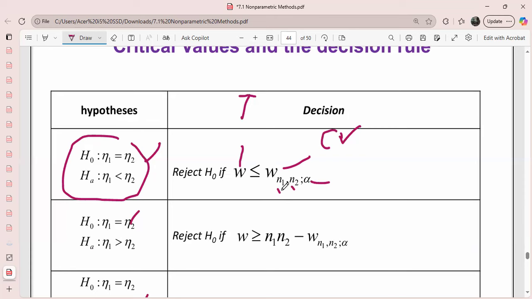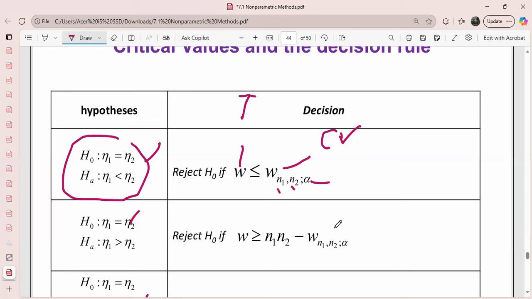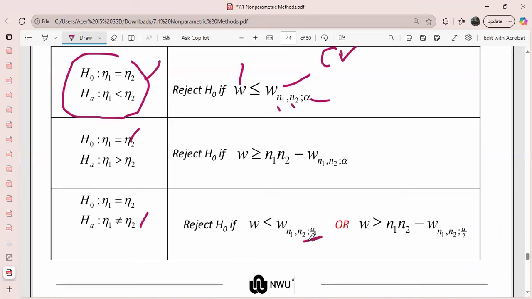Remember, N1 is the sample size for population A, and N2 is the sample size for population B. On A, it was 7, on B, it was 8. And then you look at also the alpha, the level of significance. Please be careful of this. It's very important to check the alternative hypothesis. If we are dealing with a two-tailed test, it means that it's going to be alpha divided by 2, the level of significance divided by 2.